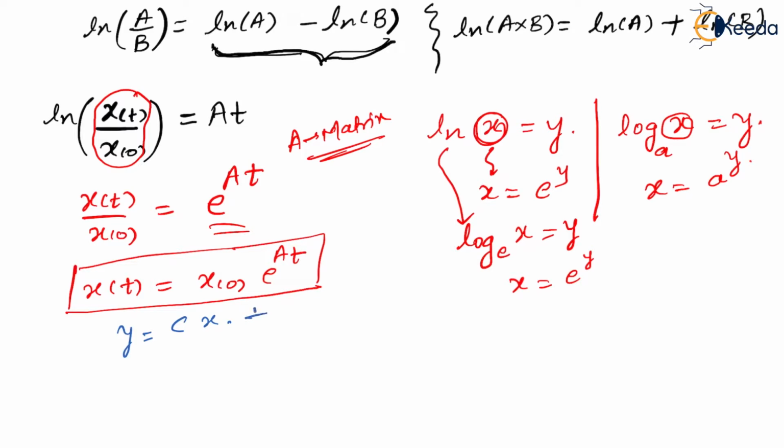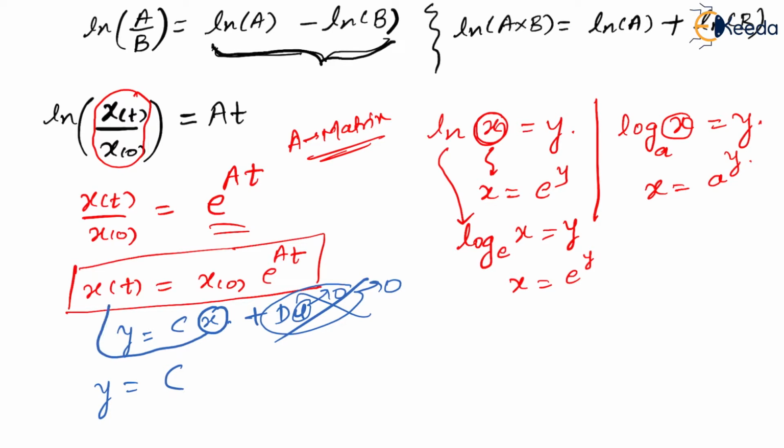So it is cx plus du, now since u is 0, this whole term becomes 0. Now since this whole term becomes 0, y is equal to cx, so this need not be written, right? So now if y equal to cx, then it becomes y equal to c into x. What is this x? x is nothing but this x of t, which is nothing but x of 0 into e to the power At. This is nothing but y.